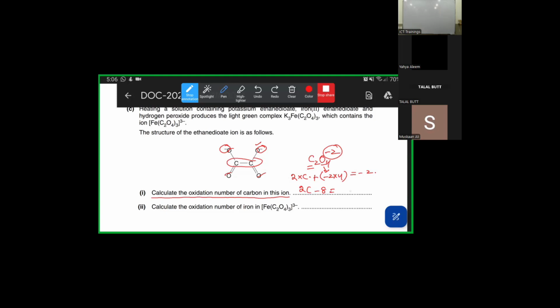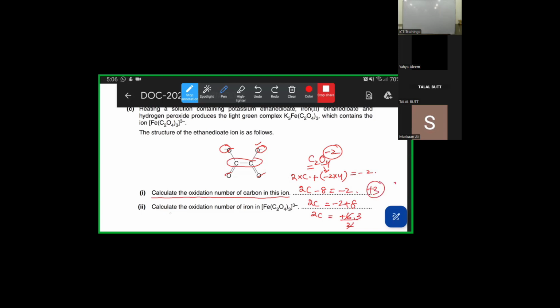Sir, 3 is equal to minus 2, 2C is equal to minus 2 plus 8. So 2C is equal to plus 6. So 2 would be divided on that side, so it would become plus 3. So the oxidation number of this one is plus 3.